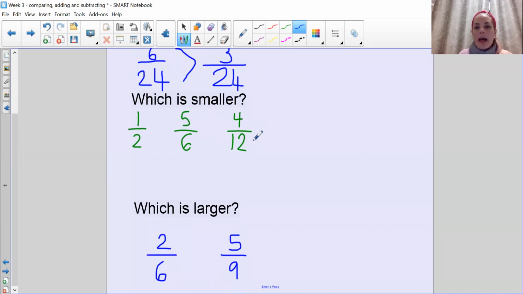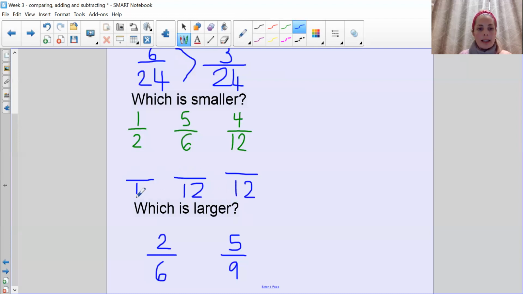Right, now I've just got another number, which is nothing scary. Let's go through the steps. Step number 1, are my denominators the same? No, they're not. So I need to change some of them. Which is the biggest number? 12. Can 6 go into 12? Yes, it can. Can 2 go into 12? Yes, it can. So my bottom number is going to be 12.